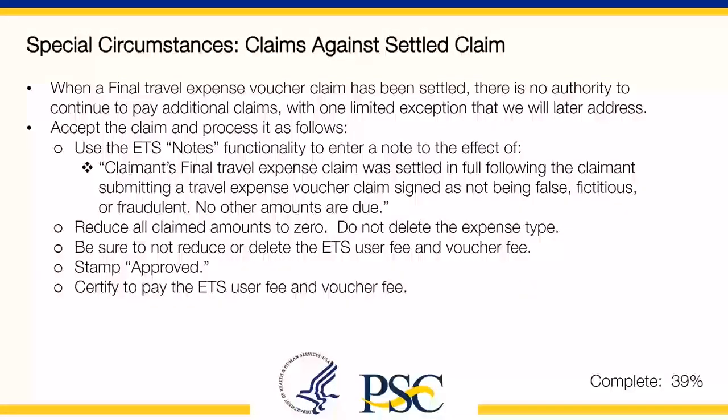Accept the claim and process it as follows. Use the ETS notes functionality to enter a note to the effect of: claimant's final travel expense claim was settled in full following the claimant submitting a travel expense voucher claim signed as not being false, fictitious, or fraudulent. No other amounts are due. Reduce all claimed amounts to zero. Do not delete the expense type. Be sure to not reduce or delete the ETS user fee and voucher fee. Stamp approved. Certify to pay the ETS user fee and voucher fee.